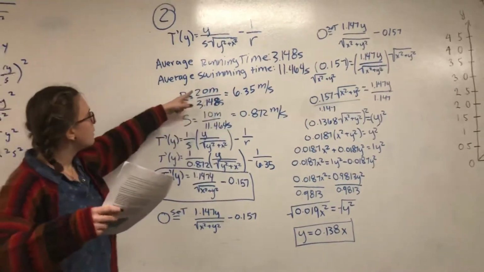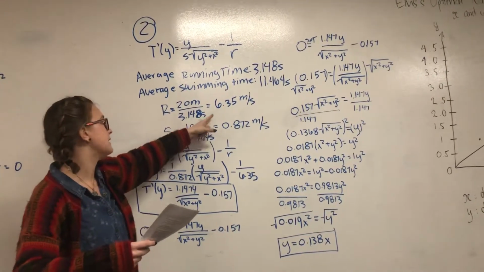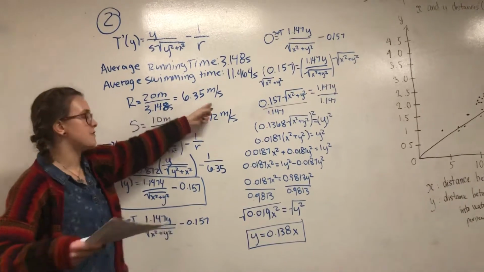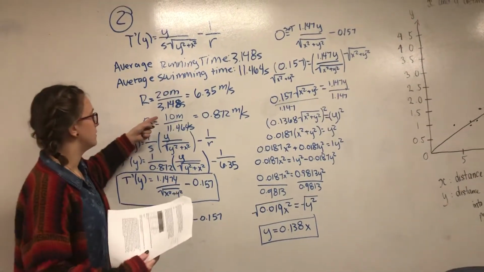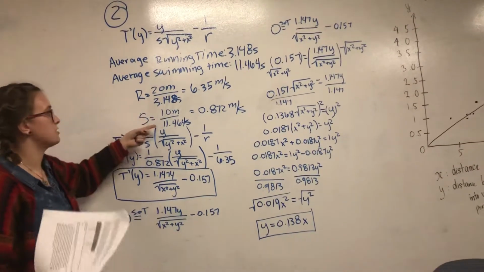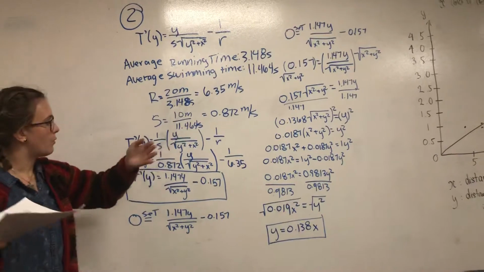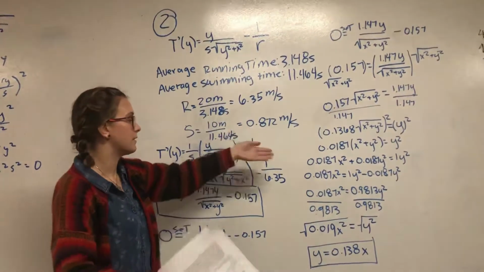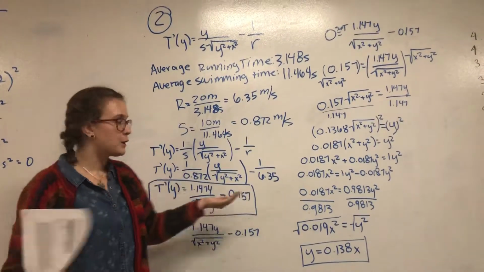And then you divide the distance run by the time it took to run to get the velocity, which was 6.35 meters per second, which is the running rate. And then you take the distance swam, which is 10 meters, divided by the swimming time, which is 11.464 seconds to get the swimming rate, which was 0.872 meters per second.